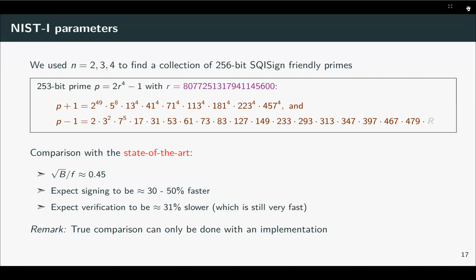But okay, whilst I've mentioned this sort of comparison, these are kind of rough, and the only real way to get a true comparison is to implement this concretely and see how it runs in practice.